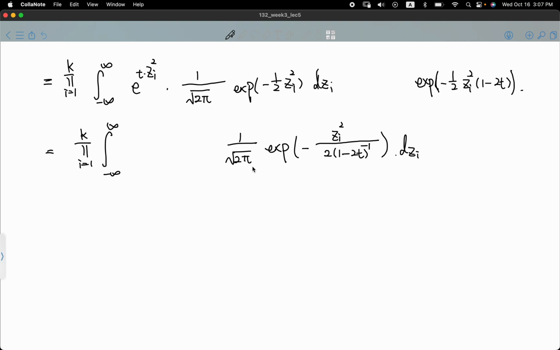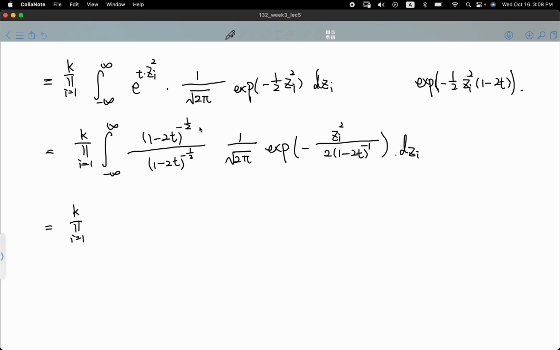Okay, so next I'm also going to introduce a 1 as a product, multiplying this thing by 1 and not changing this quantity here. And I'm going to construct the 1 in the following way. So 1 minus 2t raised to the power of 1/2, and then also divided by 1 minus 2t to the 1/2. Okay, so now we have the following expression.